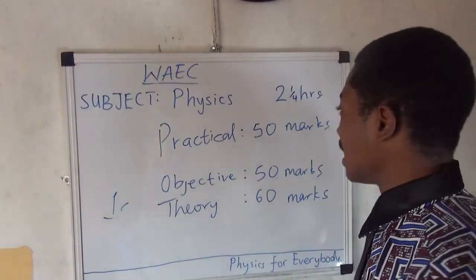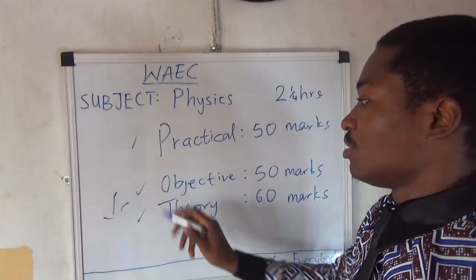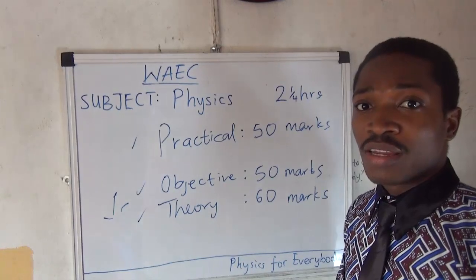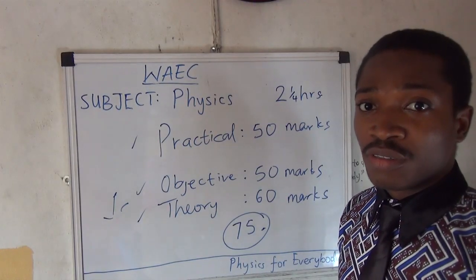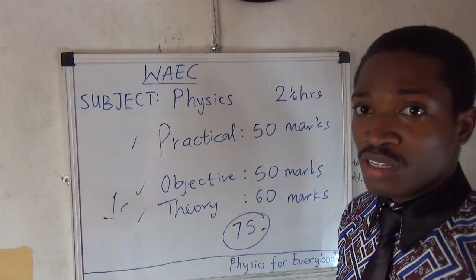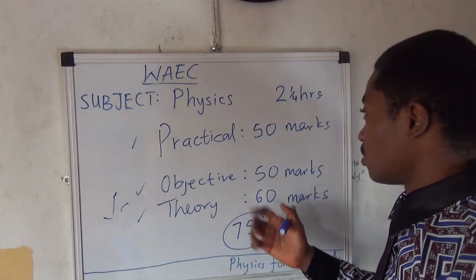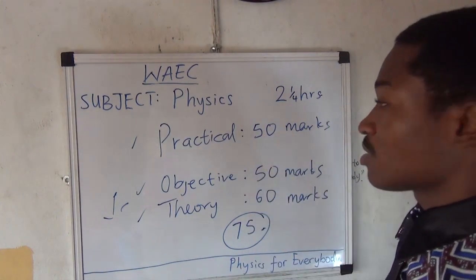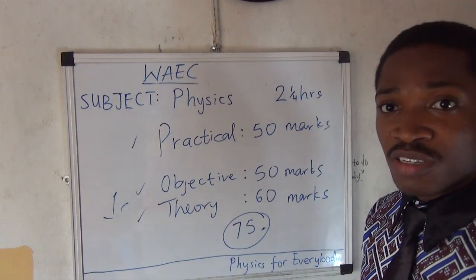Now, you need to perform very well in your practical, your objective, and your theory exams to make an A. Take note that gaining admission right now, you have to make A's in your core subjects. You need A1 in order to have an upper edge. Now, considering this, practical is 50 marks, objective 50 marks, theory is 60 marks.